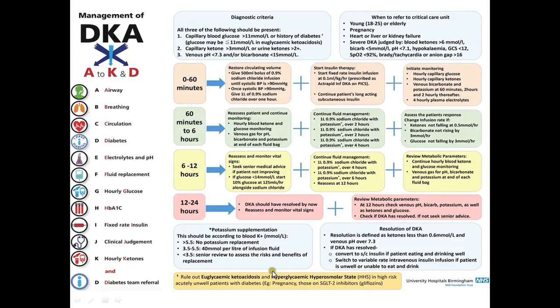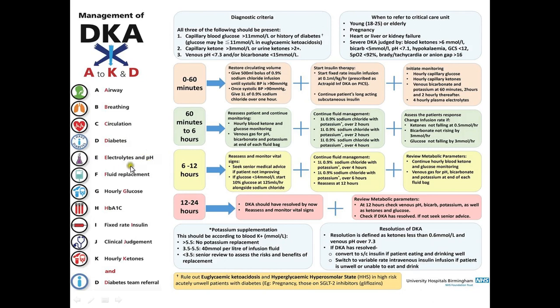Okay, very busy slide. This is how you treat DKA. So management of DKA is to correct the acidosis, to get rid of the ketones, and to bring down the sugar levels. So we do the ABCD. We maintain the airway, the breathing, the circulation, and we look at the diabetes. How will we treat the diabetes? We'll treat the diabetes by giving insulin.